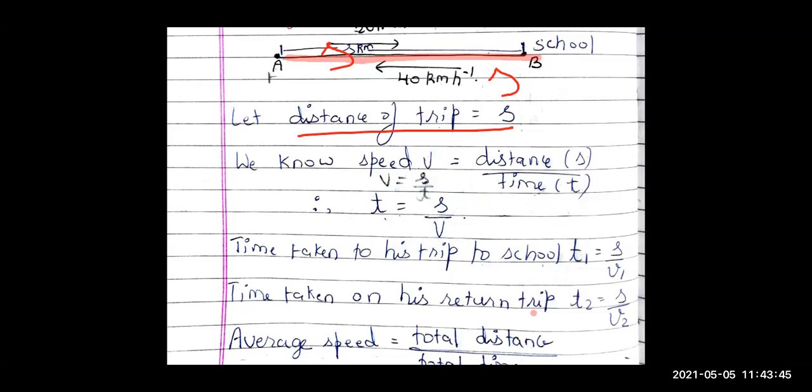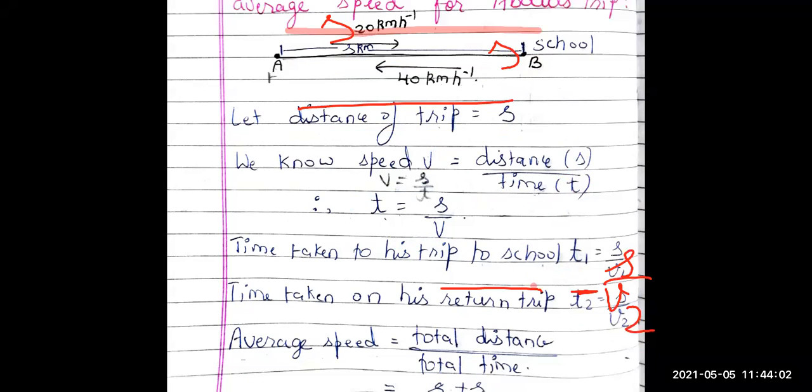Now we will calculate the time when he's returning back. So let that time be T2. So time is distance. Distance is S upon velocity. Let the velocity be V2. And we know V2 is 40. Hai na beta? Now, what is the total time? Total time is T1 plus T2, right?